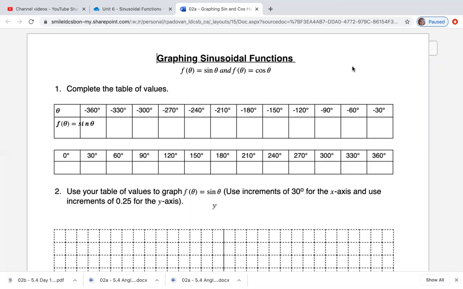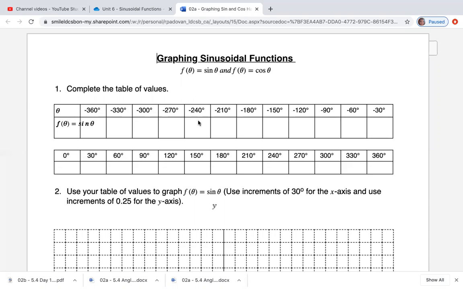So for section 6.2, we're going to be looking at graphing sinusoidal functions. So we're going to be graphing sine of theta and graphing cos of theta and seeing what those graphs look like. So first, what I would do is pause the video and fill out this table of values and then hit play and see if your answers match mine.